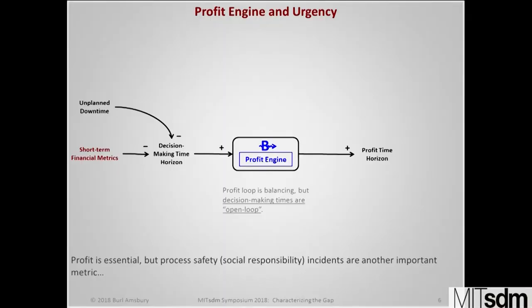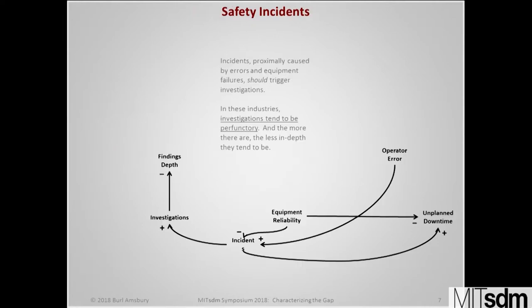So here's the profit engine. Again, balancing, at least in this model, a balancing loop on profit, as you would expect. But what I want to point out is that open loop nature of that time horizon. So short-term thinking leads to short-term reliable profit. In other words, the very opposite of sustainability.